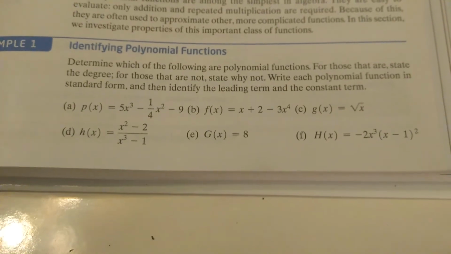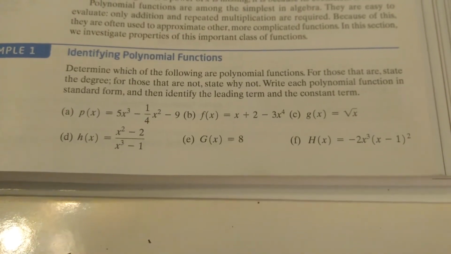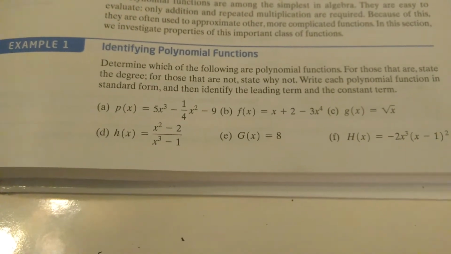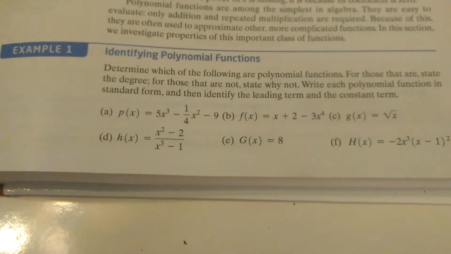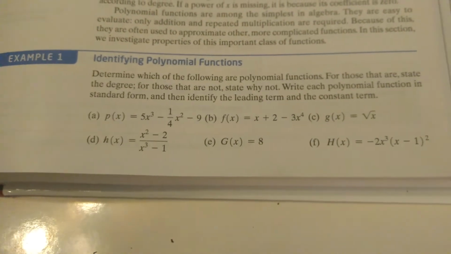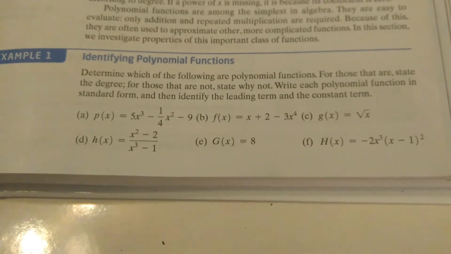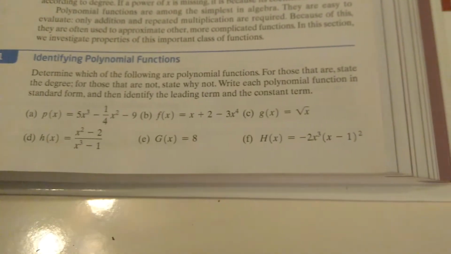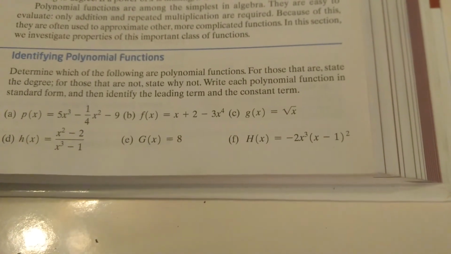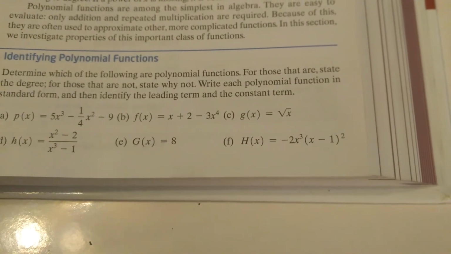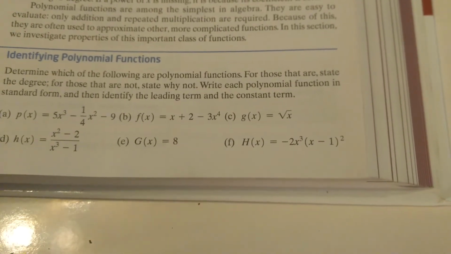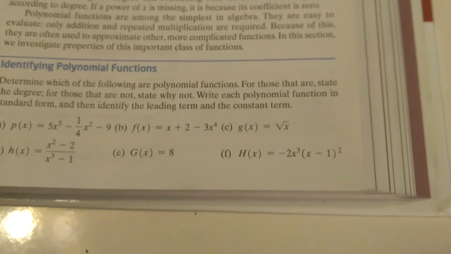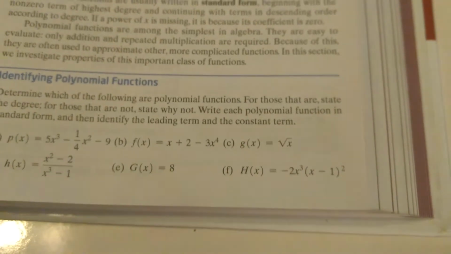Letter C is not a polynomial function because the exponents can't be in fractional form. Letter D is not a polynomial function. It's actually the second part of this chapter, a rational function, because it has a denominator. Letter E could be considered a polynomial because it's a constant, but it's really y equals 8. And letter F is a polynomial function once we multiply x minus 1 times itself and then distribute the negative 2x cubed. We can see that the leading degree is going to be 5.